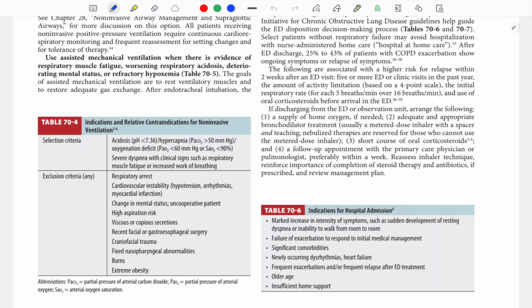NIV. Exclusion criteria, respiratory arrest. And sometimes it becomes very difficult to know what is arrest and what is just fatigue. So you need to be completely vigilant while you are applying NIV. Be prepared for an intubation. Exclusion criteria, respiratory arrest means there is bilateral absent air entry. The patient is not able to take his own breath. So being able to take his own breath is the ultimate requirement for an NIV.